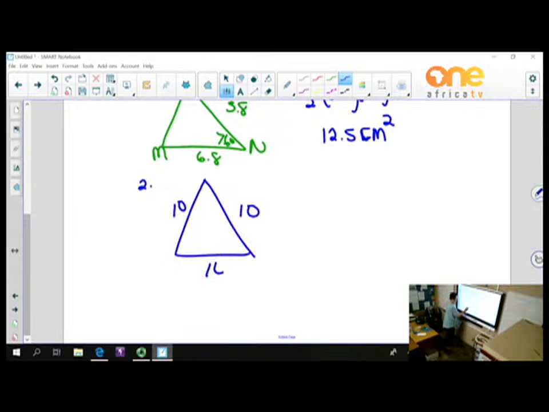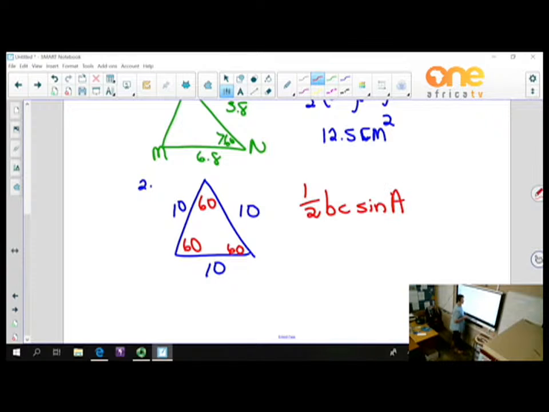10 centimeters. What do we know about the angles of an equilateral triangle? We know that they are all 60 degrees. So I can still use my formula, half bc sine A. So it's a half of 10 times 10 times sine 60 degrees. You just press the calculator there. I got 43.3 square centimeters.